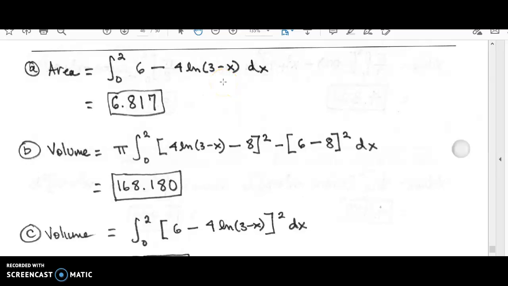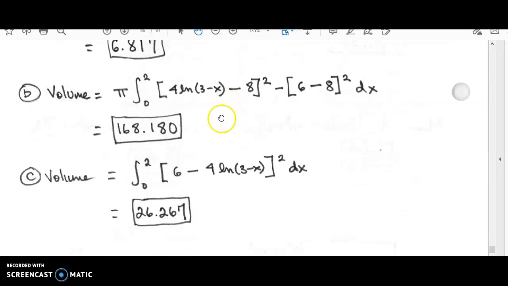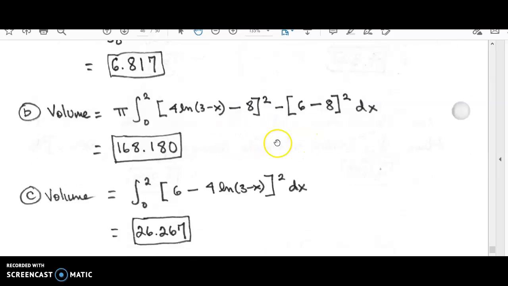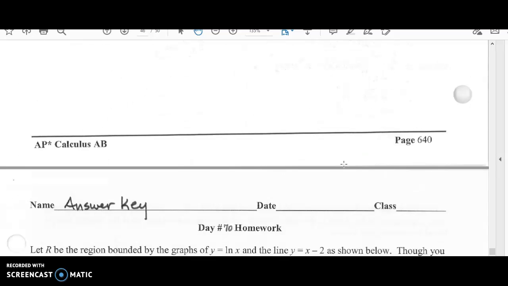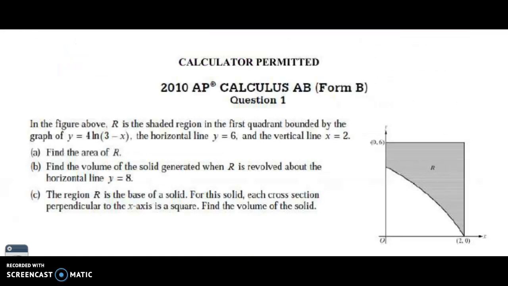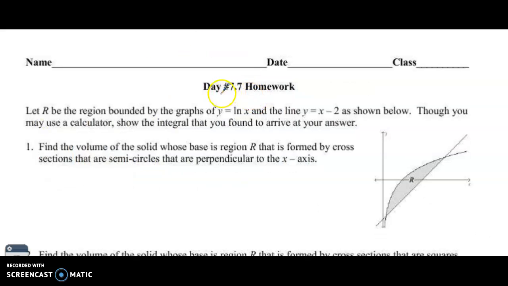Hit pause to write down. You try it on your own and then get your answer down. And hit pause, see if you understand it. Write down any questions you may have, bring them to class. I'd like to answer them. And then I think you're ready for your homework. Yep, you should be ready for your homework now.